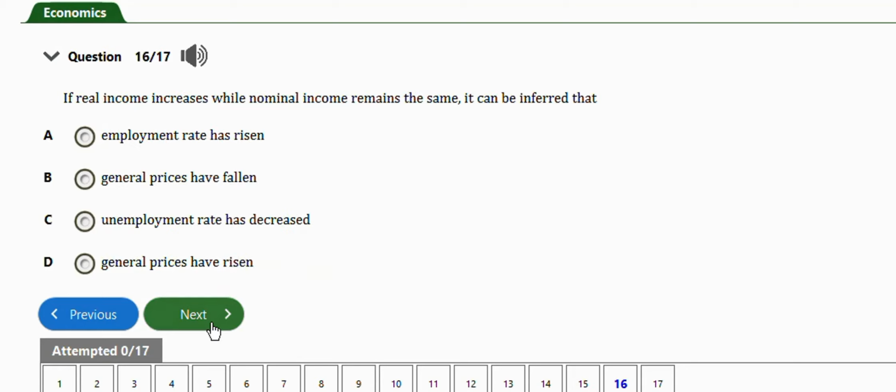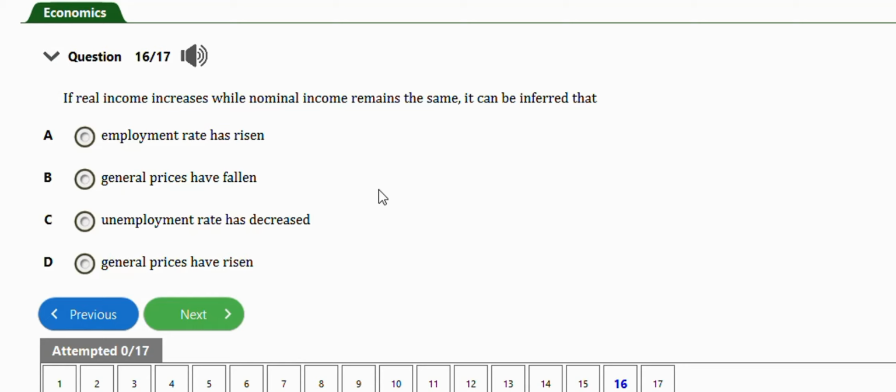Okay, next question is this one. It says, if the real income increases while nominal income remains the same, it can be inferred that employment rate has risen, general prices have fallen, unemployment rate has decreased, general prices have risen. So the right answer is option B, general prices have fallen.